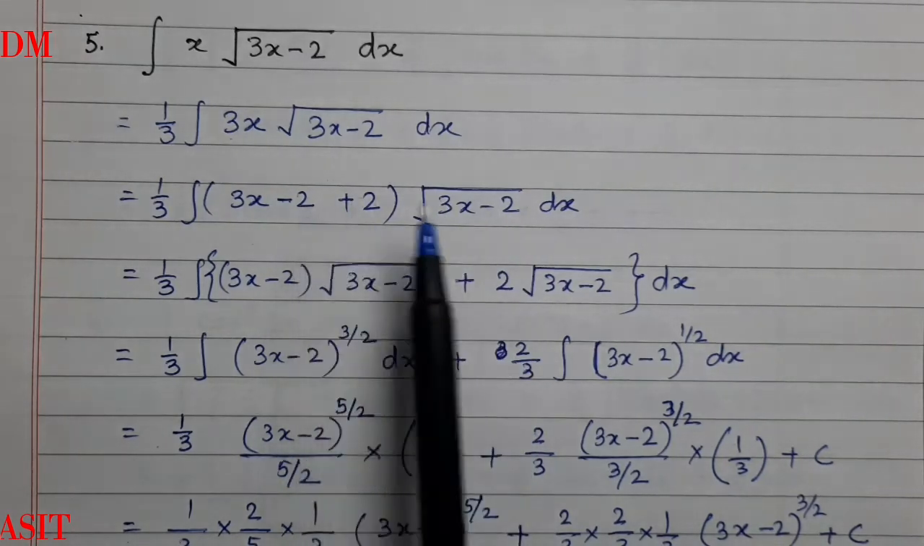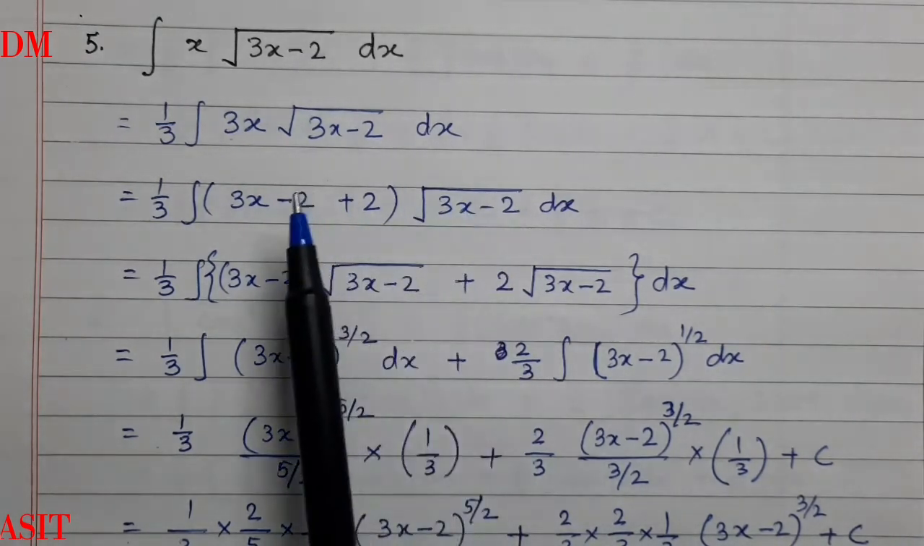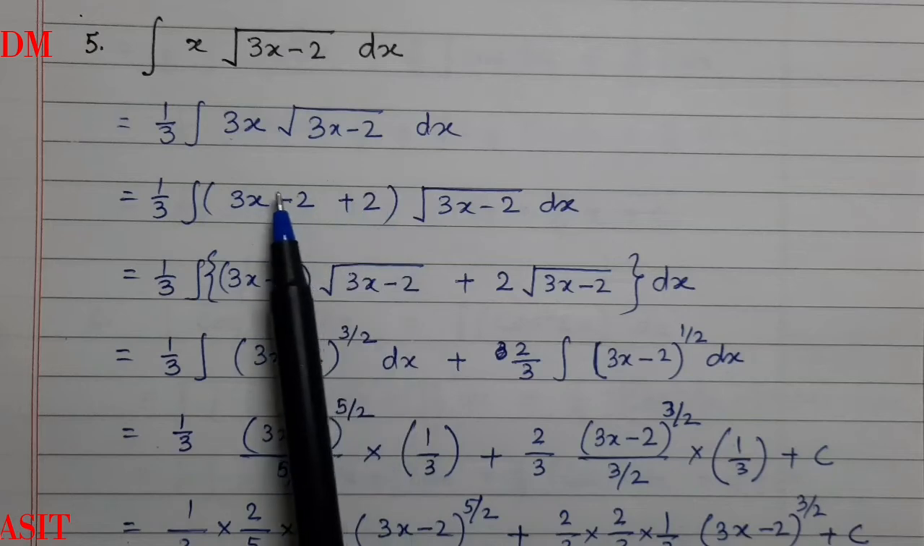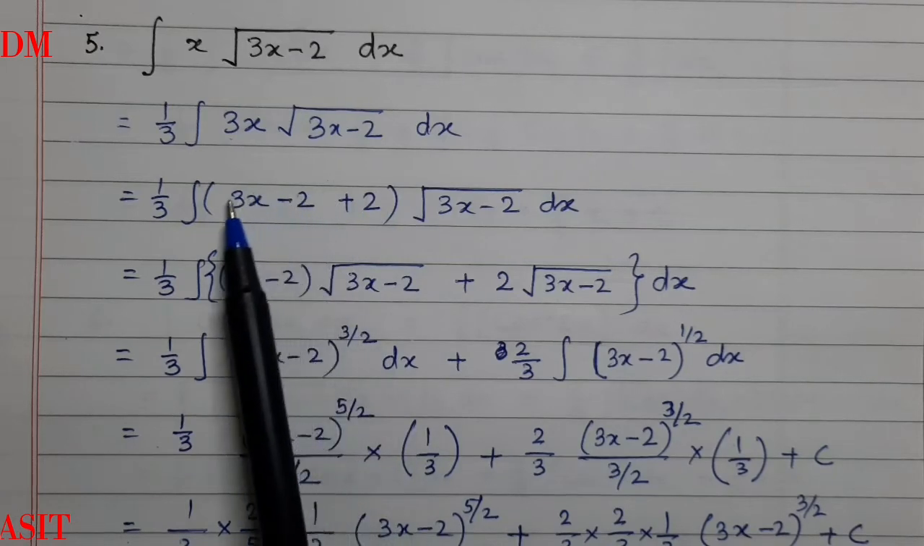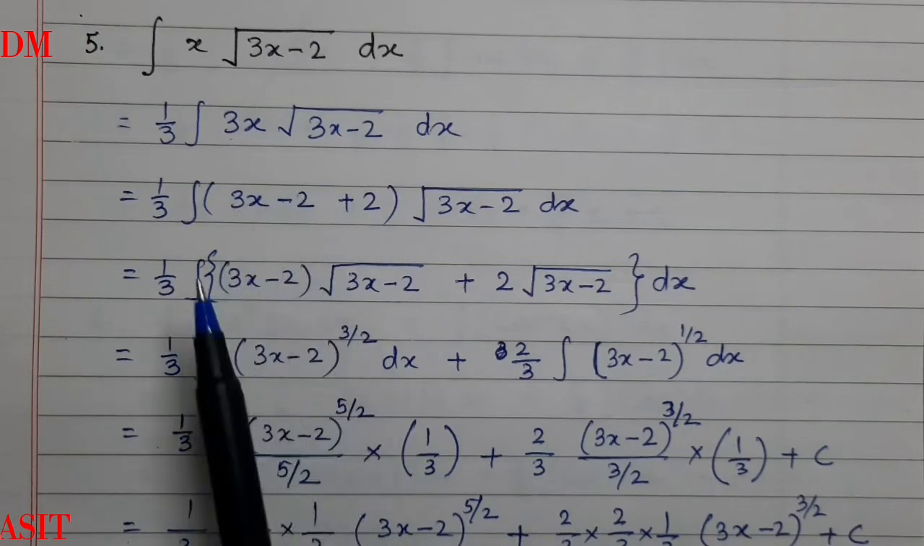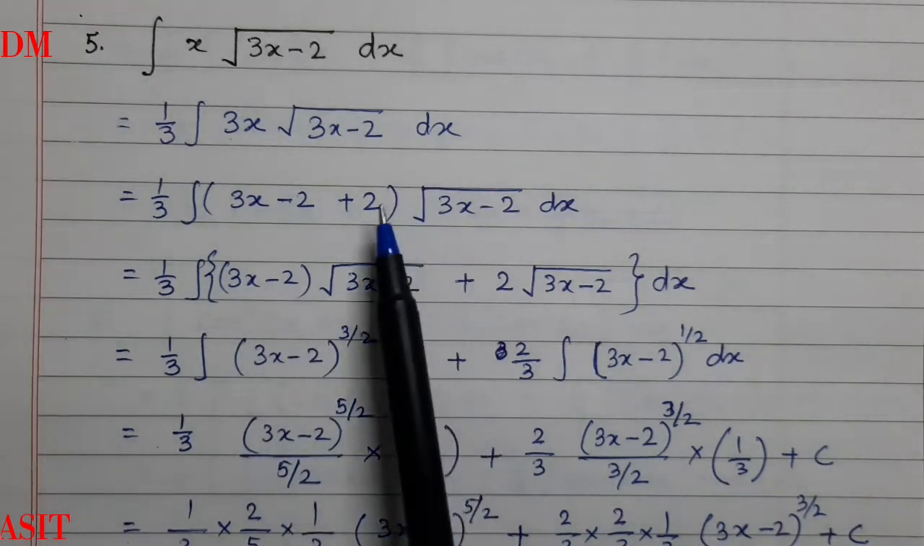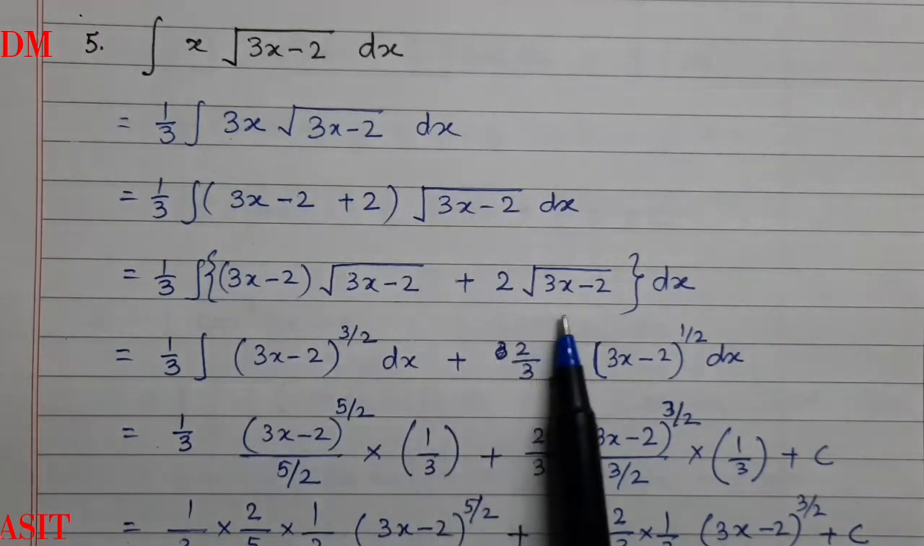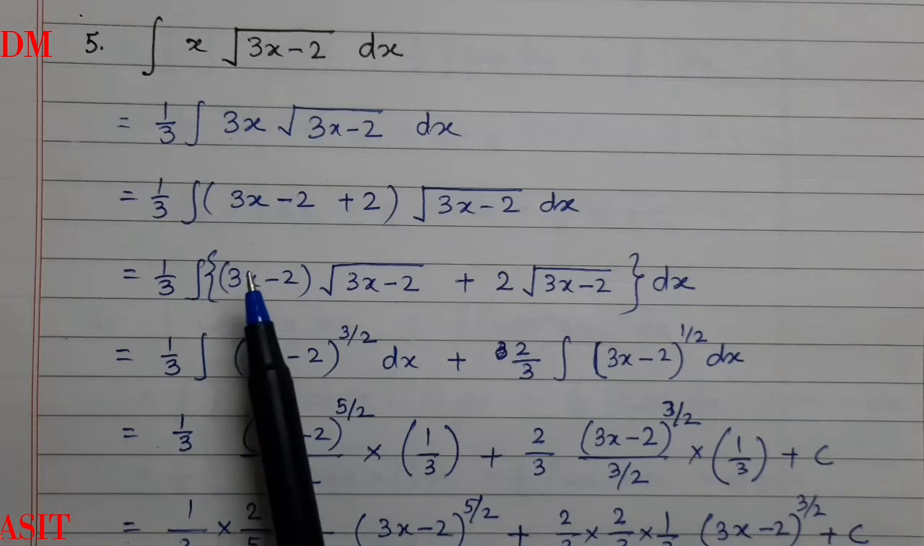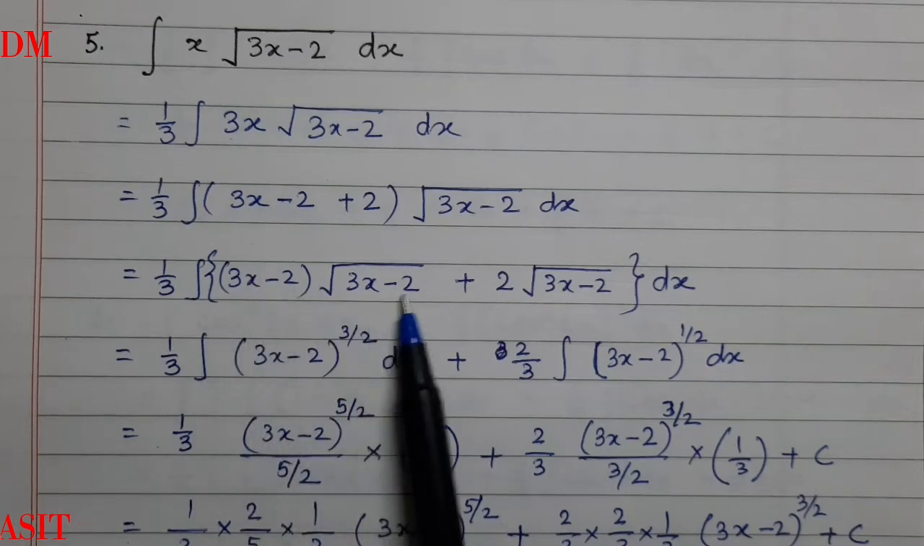Now we can distribute root of 3x minus 2 with both these terms. So here are two terms. We are considering this expression as one term. So there will be 3x minus 2 into root of 3x minus 2, plus 2 into this. So done. Now this is 3x minus 2, and here also 3x minus 2.